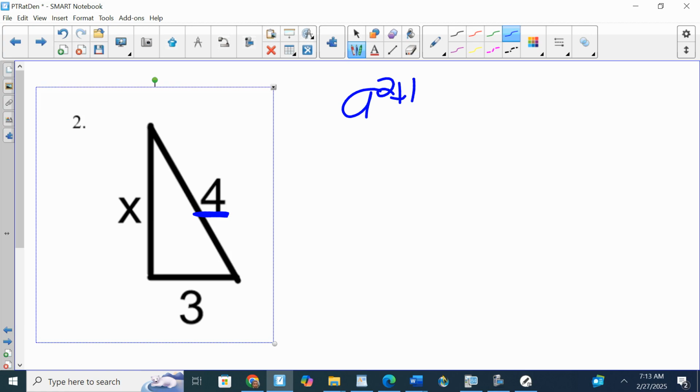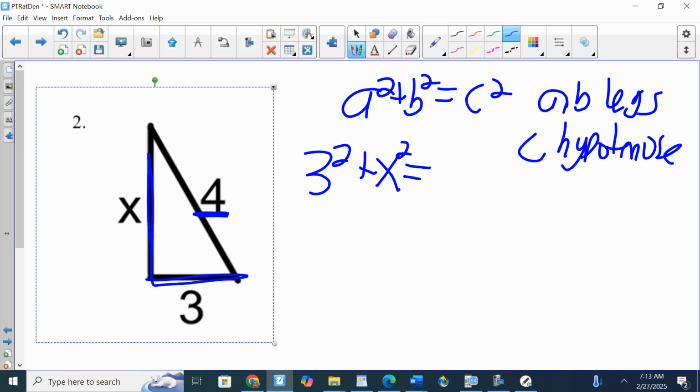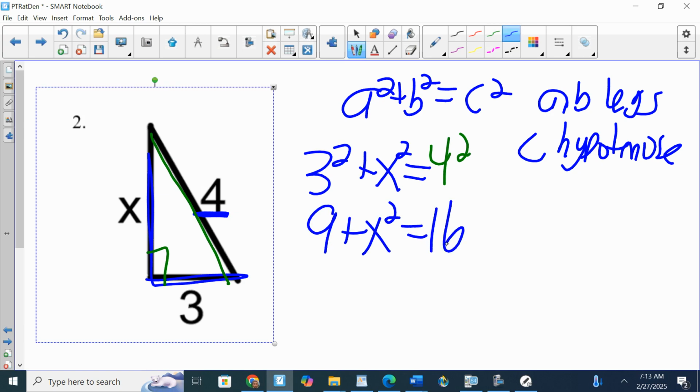Pythagorean theorem is a squared plus b squared equals c squared, where a and b are the legs, and c is the hypotenuse, the long slanted side opposite the right angle. In this example, a and b, the legs, are 3 and x. It doesn't matter which one's a and which one's b, but c must be the hypotenuse, the long slanted side opposite the right angle. Now, 3 squared is 9, plus x squared equals 4 squared is 16.